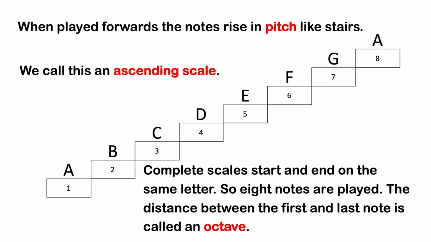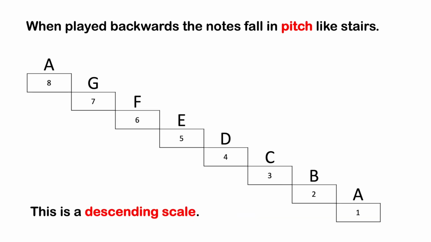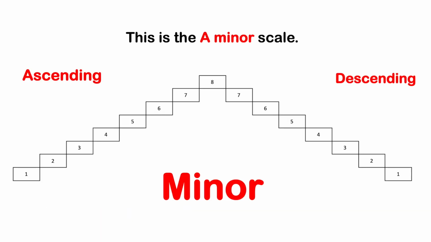We call this an ascending scale. A complete scale always starts and finishes on the same note. And that distance from a low A to a top A, like we have in a scale, is called an octave. Octave meaning 8 tones or 8 notes. Likewise, if the alphabet is going backwards, G, F, E, D, C, B, A, like it is here, it's called a descending scale, and the pitch goes down. So that's the basics covered.